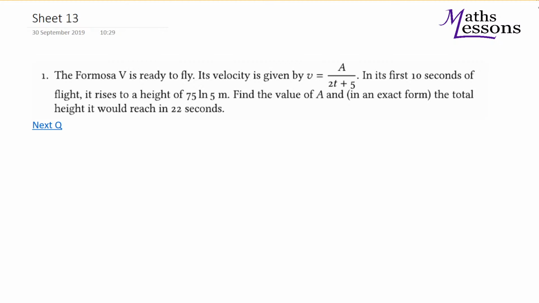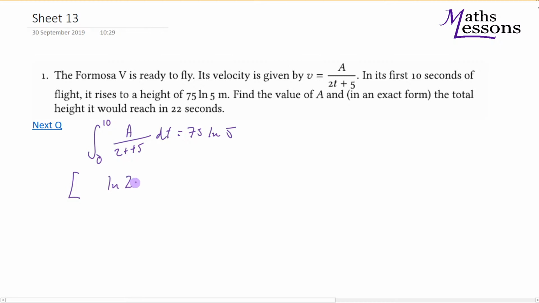Right, here we go. So, first thing we've got to do is, in its first 10 seconds of flight, it rises to a height of 75 natural log of 5. So what that means is the integral from 0 to 10 of a over 2t plus 5 dt must equal 75 natural log of 5. So let's integrate this. Now, it's going to be something to do with natural log of 2t plus 5, modulus.